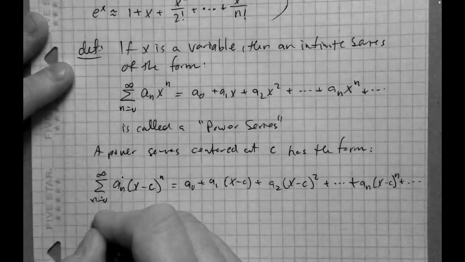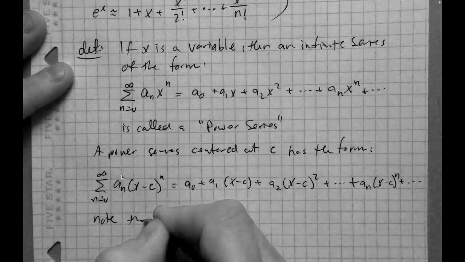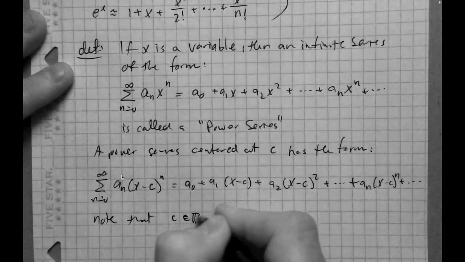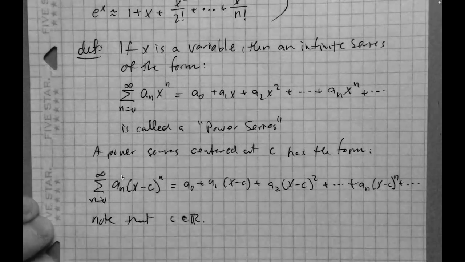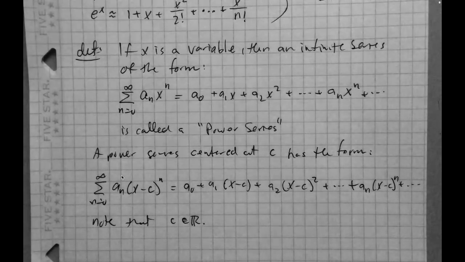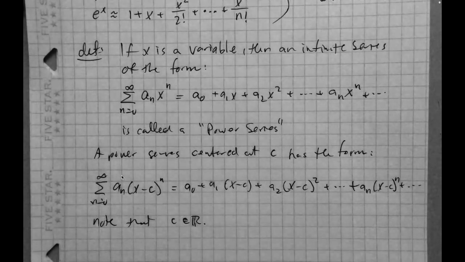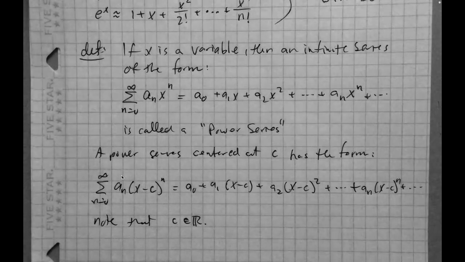Now important to note, c is a real number, so any real number c. We're not allowed to center our power series at imaginary numbers, for example, like the square root of negative 1. So this is the definition. We'll get into what this actually is in a sec. Let's take a look at an example of a couple of these things.